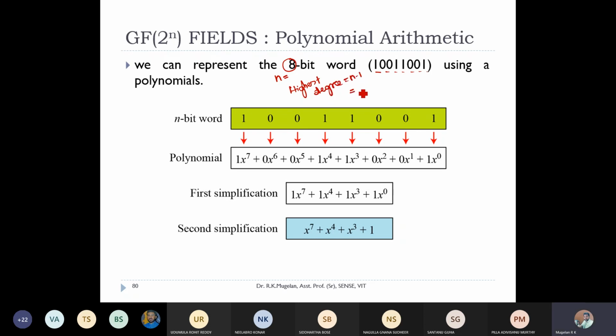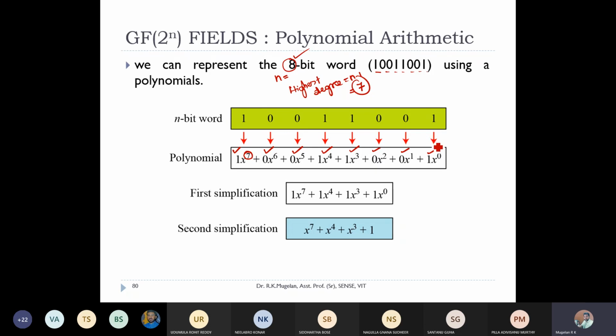So in this case, n minus 1 is 7 because you are going with an 8-bit word. So I'll be starting with x power 7 as the highest degree of the polynomial down to x power 0, and the respective coefficients of these terms will be the binary values. So here 1 x power 7, 0 x power 6, 0 x power 5, 1 x power 4, 1 x cubed, 0 x squared, 0 x power 1, and 1 x power 0.